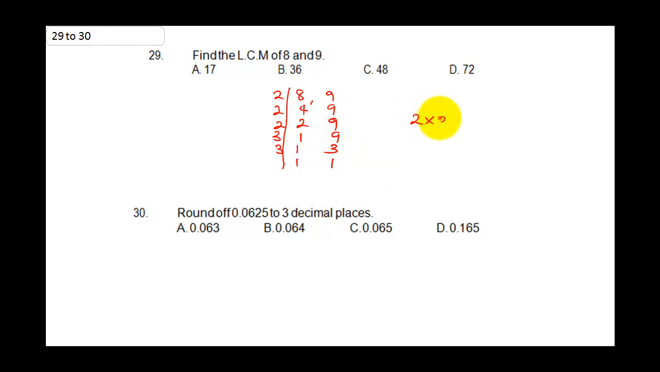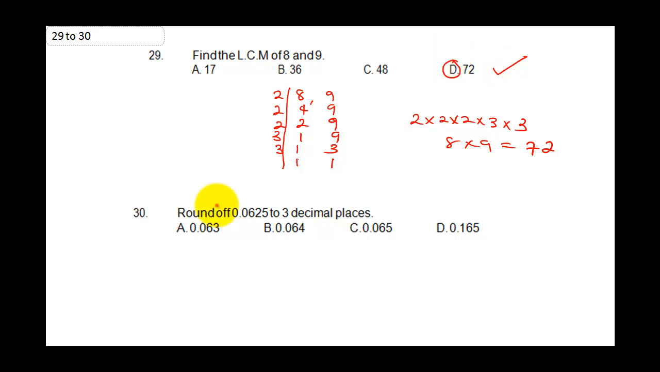So this is going to be 2 times 2 times 2 times 3 times 3, which brings it back to 8 times 9, which is 72. The first thing you needed to have done is to understand that with 8 and 9, nothing can divide both of them. So you just multiply them and you get your final answer, which is going to be D.